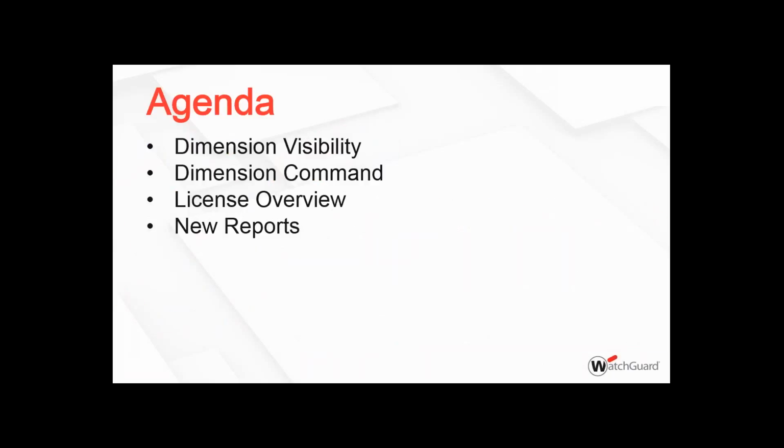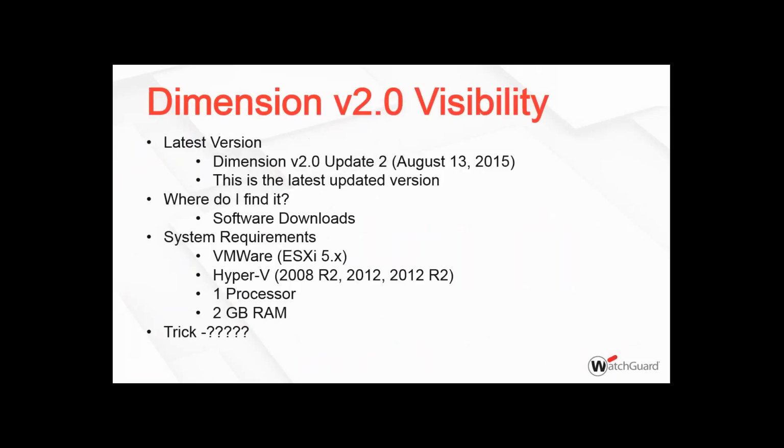The agenda for the tech tips and tricks today is going to be Dimension visibility. That's going to be the core of what we're going to be talking about and what I'm going to show you today. I am going to touch just a little bit on the Dimension command, which is a new feature that's being integrated into Dimension. I'm going to talk about some of the licensing overview, because that did change with Dimension visibility. And then we're going to jump into Dimension 2.0. We're going to look at some of the new reports and some of the features that are new inside Dimension 2.0.